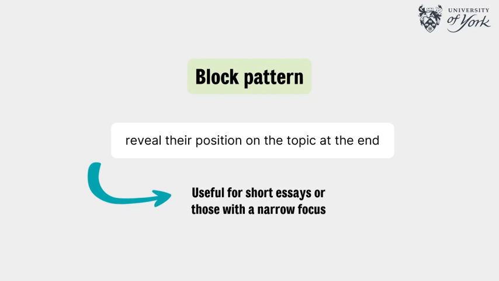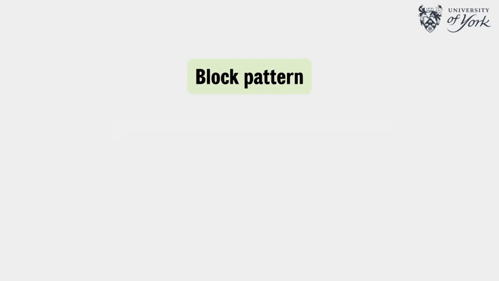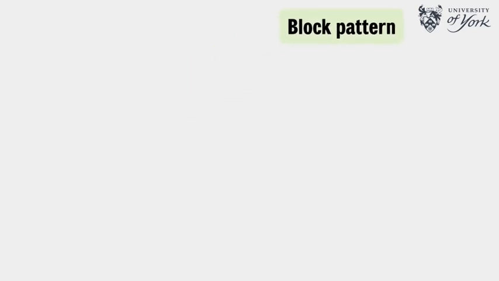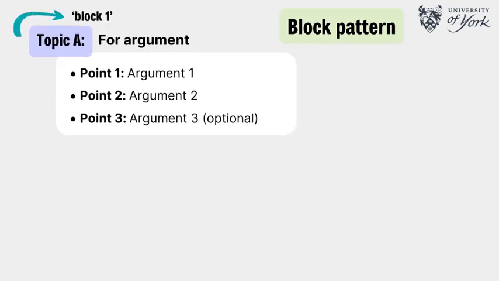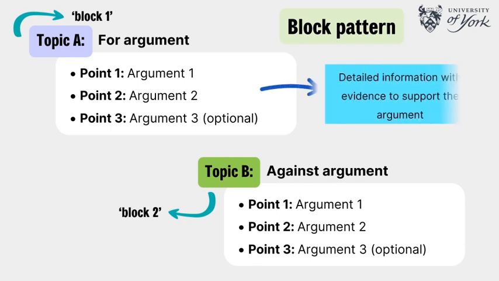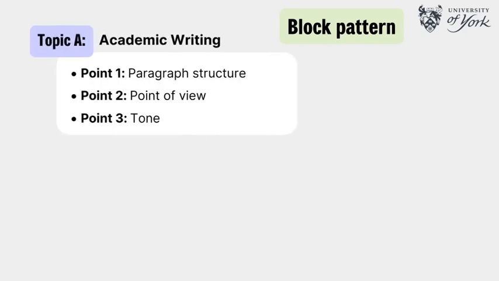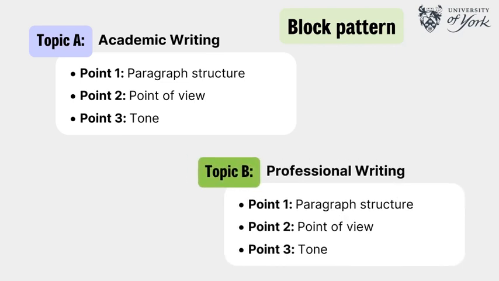This structure involves dividing the essay into blocks or sections, with each section focusing on a particular aspect of the topic. Each block contains detailed information or arguments to support the topic sentence or thesis statement. Here is a block pattern example for comparing the academic writing standards to professional writing.